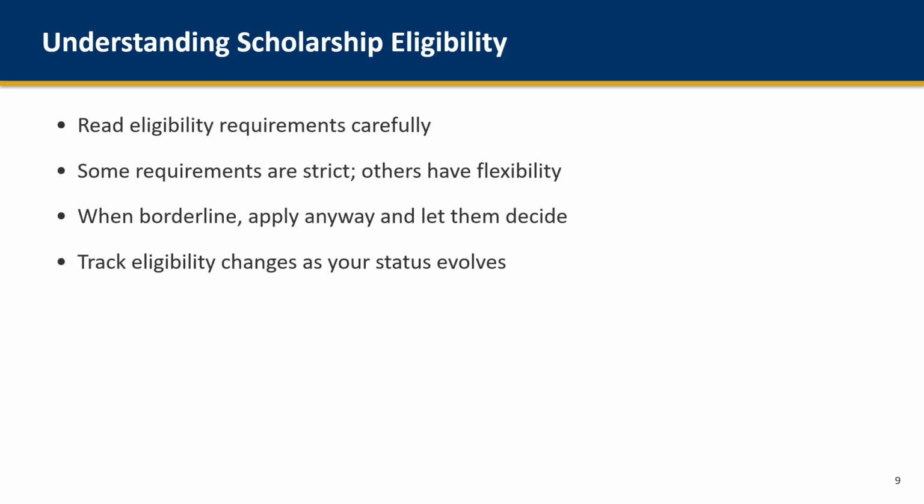When you're borderline on eligibility, apply anyway and let the committee decide. If you're close to requirements and otherwise strong, an application costs only your time. The committee may have discretion you're not aware of, or you may be stronger than you think relative to other applicants. Track eligibility changes as your status evolves.